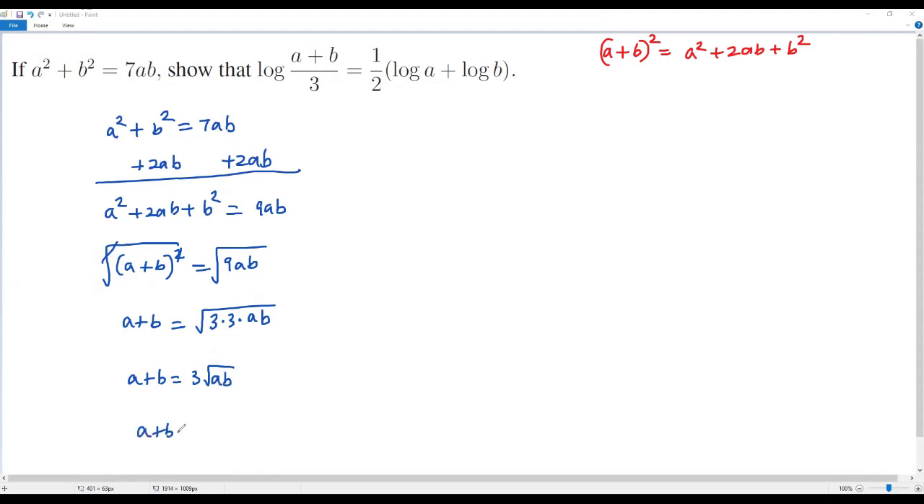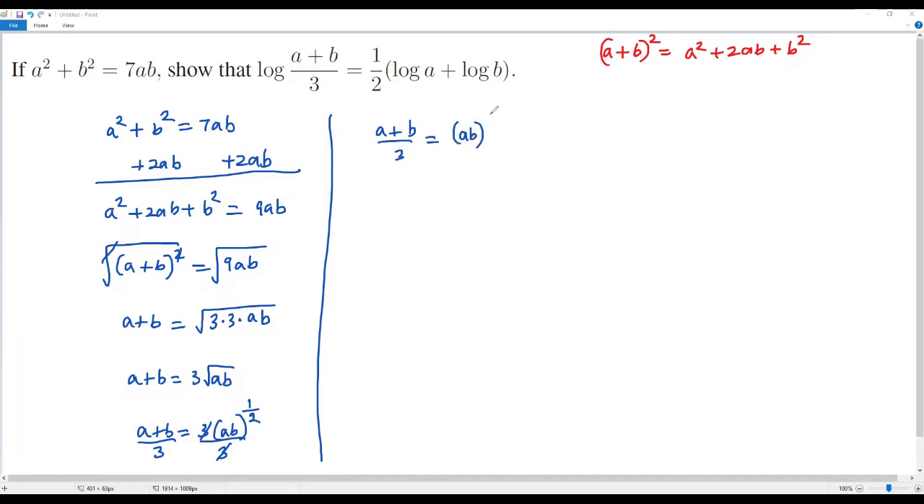Here a plus b equals 3 times, and now we can write the square root as an exponent. When I write the square root as an exponent, it will be a fraction with numerator 1, and in the denominator we have to write the index of the radical. It's a square root, so its index is 2, that is 1 over 2. So now we can write the square root as the exponent 1 over 2. Now we can divide both sides of this equation by 3 to get rid of the 3 which is multiplied over here. This 3 will cancel out. Then I'm getting a plus b over 3 equals ab whole to the power of 1 over 2.